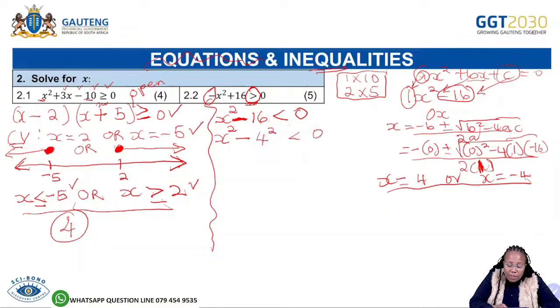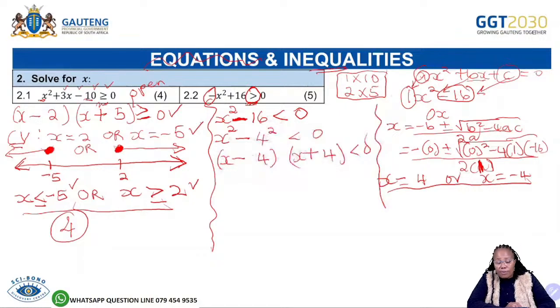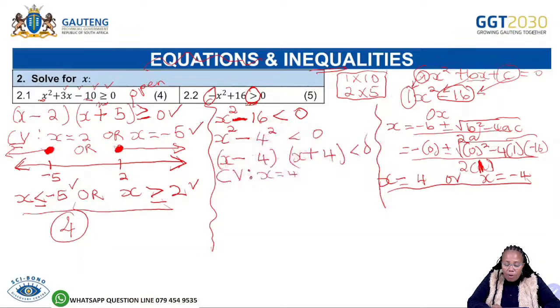Now, grade 12, this can be separated into two brackets. We know the rule of factorizing a difference of two squares: you share x and the 4 equally. The only difference is that one bracket will be negative and the other one positive. Then when you get the critical values, x equals 4 or x equals minus 4.